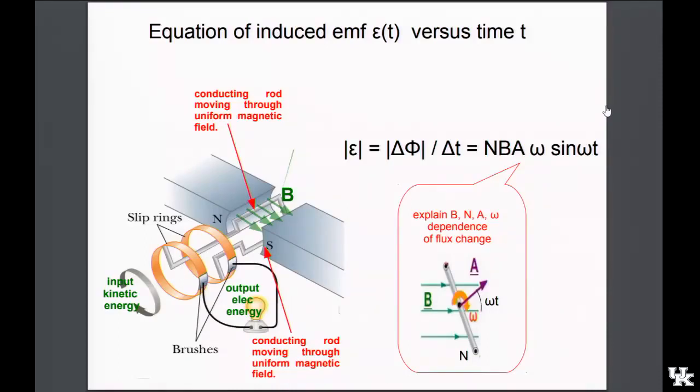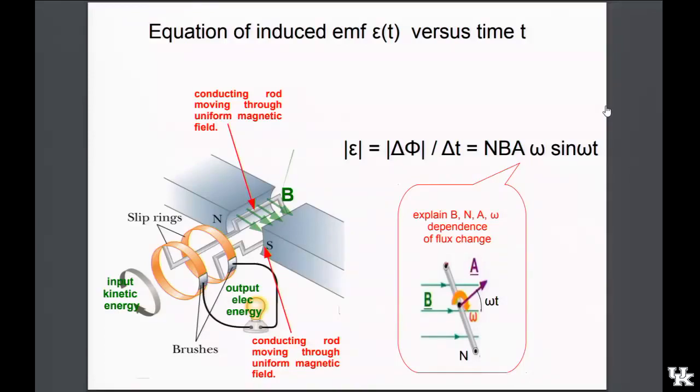The stronger the magnetic field, when you rotate the loop in it, the greater the rate of change of flux. So it makes sense that it depends on B. If I turn the field off, you get no rate of change of flux. If I double the field, then you'd be doubling the rate of change of flux through the loop. So it's proportional to B. So that's the B here.